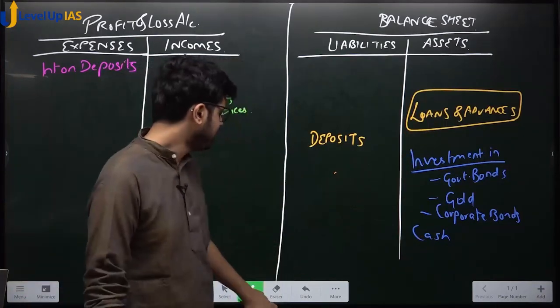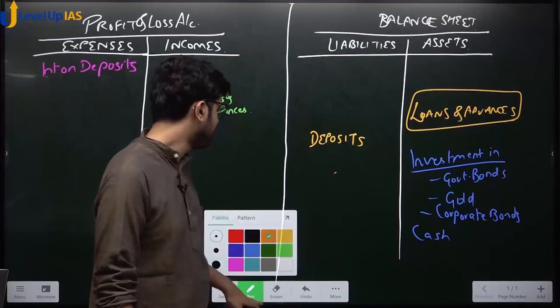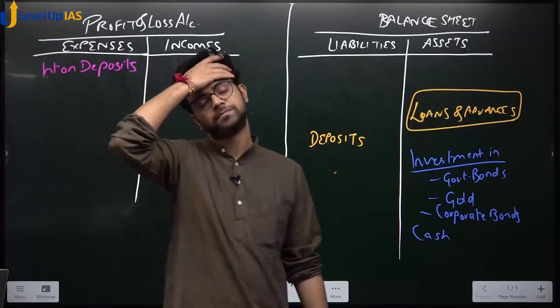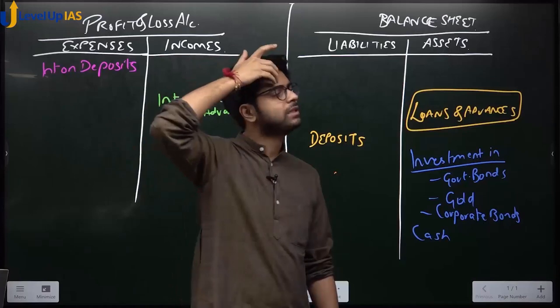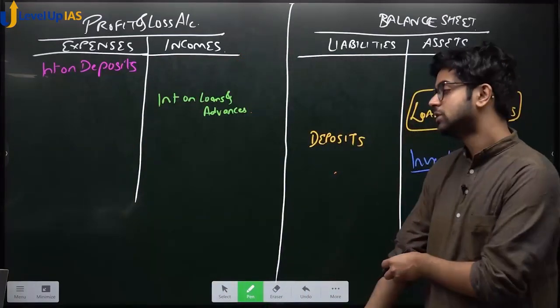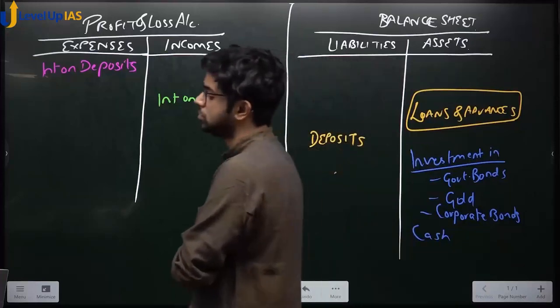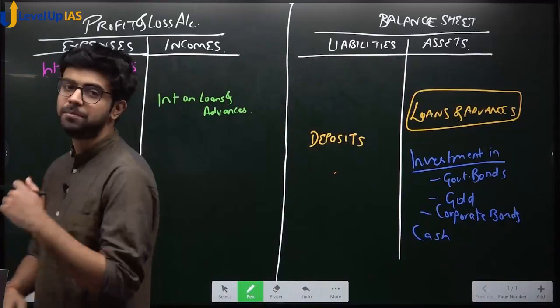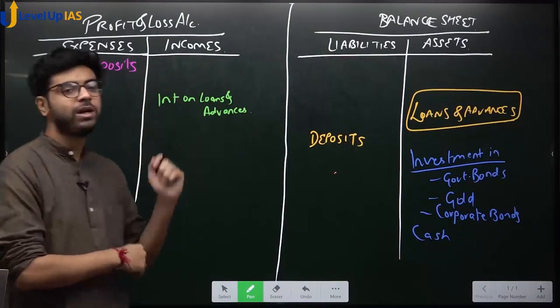Now what about liabilities? Apart from deposits, what do you think are the other liabilities? Can you think of anything that causes a burden on banks, that banks have to repay? So can I write loans taken?